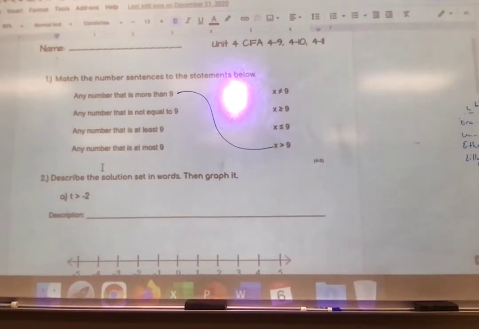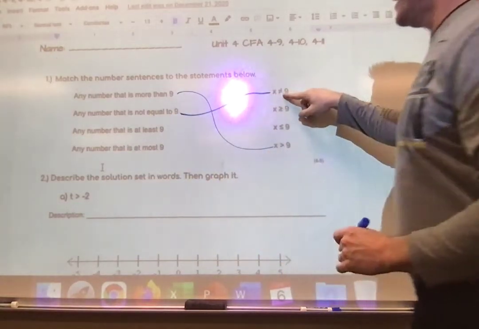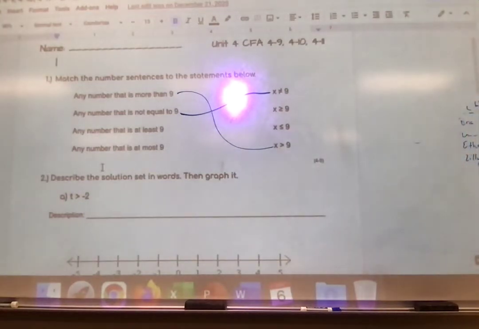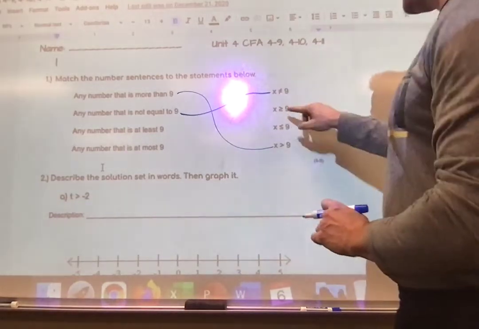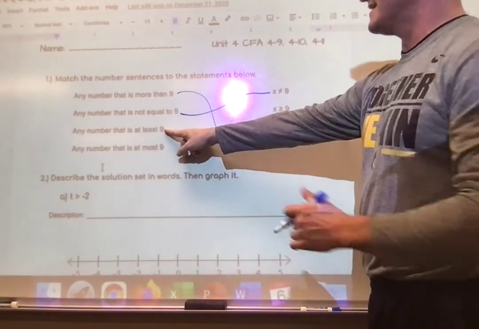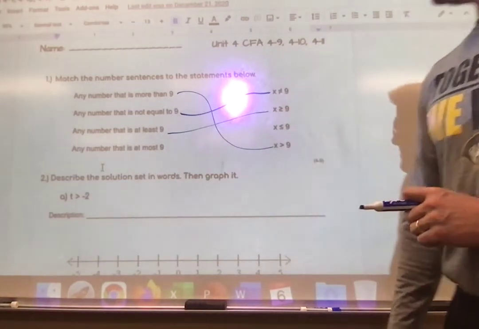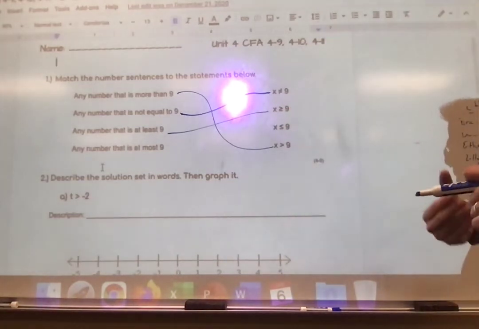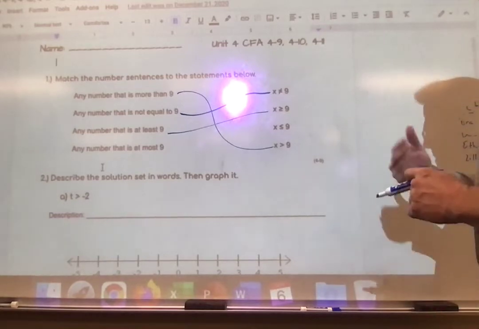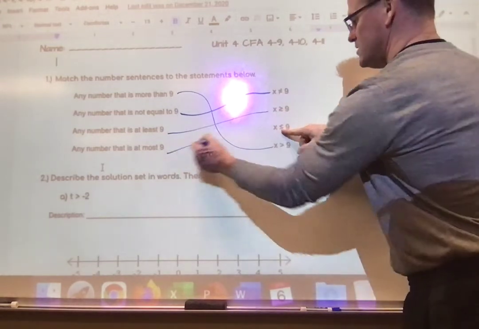Okay, the second one, any number that is not equal to 9, and we know this is the not equal sign we've learned. So any number that is not equal to 9. The third one, any number that is at least 9. Okay, so if it's at least 9, it can be exactly 9, so that's where the equal to part comes in, but it can also be greater, any number that is at least. So it's bigger or exactly 9. That's that one. And the last one is any number that is at most 9. So again, it can be 9 exactly, but it can be less than 9 too. Okay, so that would be x, any number is less than or equal to 9.